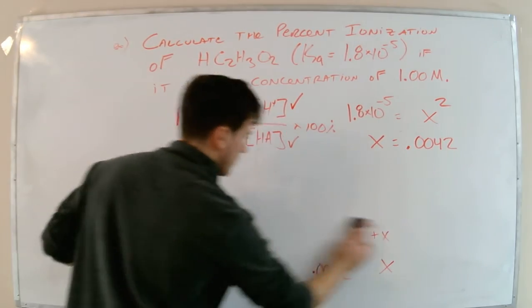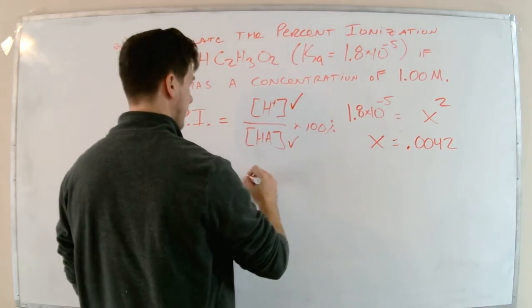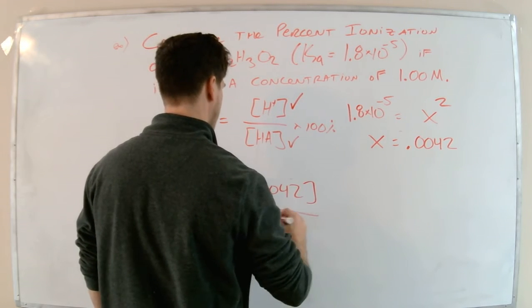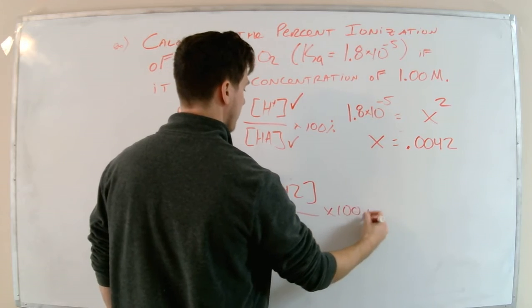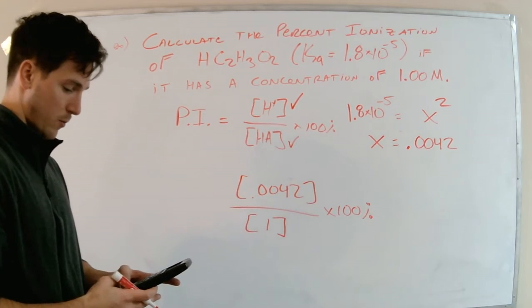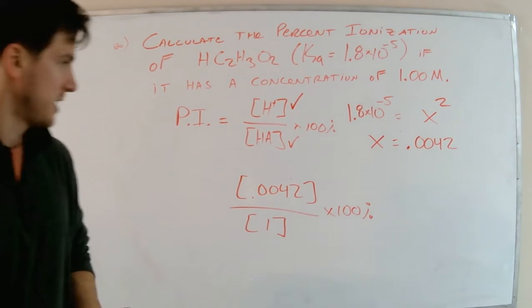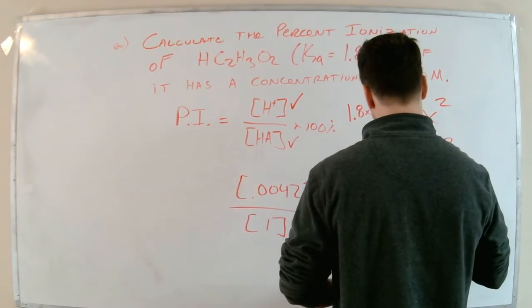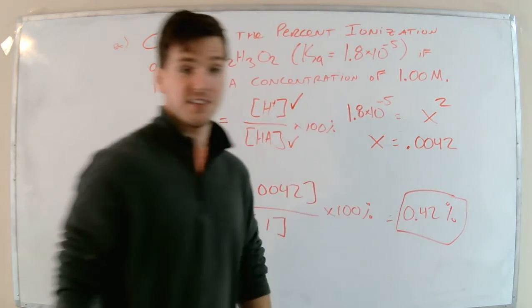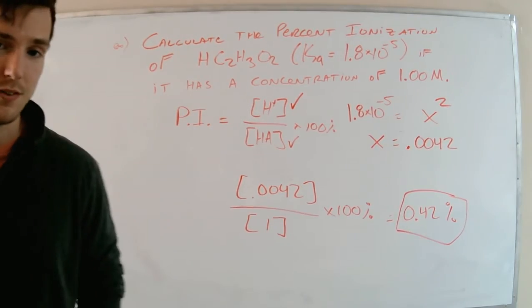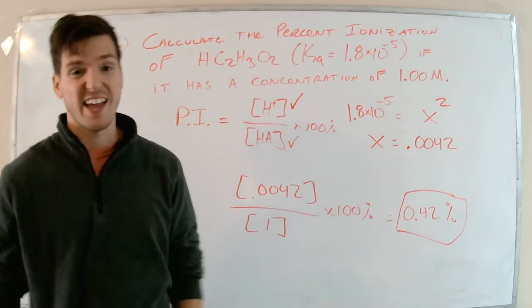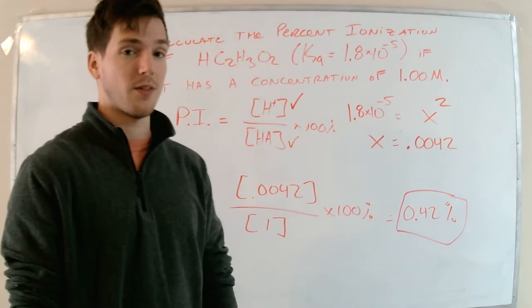So we're going to take 0.0042 over 1 times 100%. 0.0042 divided by 1 times 100 equals 0.42% ionization. Not a whole lot, okay? So percent ionization for acetic acid is really small. That makes sense because the Ka is so small. It's not going to dissociate a whole lot.